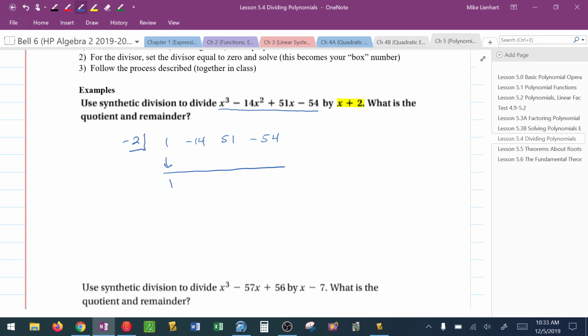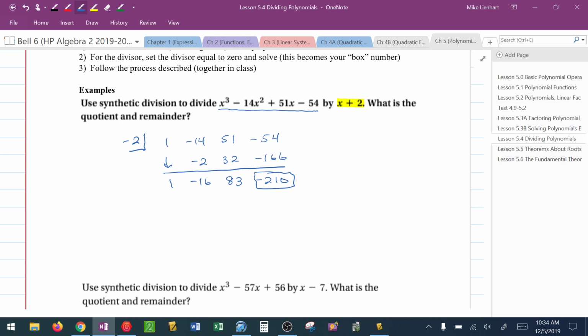And the pattern goes: box times the bottom, put it up above, combine. So the box, negative 2, times the bottom, 1, gives me negative 2. Put it up above, and now I combine negative 14 and negative 2 to get negative 16. Box times bottom, that would be 32. Put it up above. Combine, this would be 83. Box times bottom, put it up above, negative 166. Combine, I get negative 210. That negative 210, I'm going to put a little box around it.